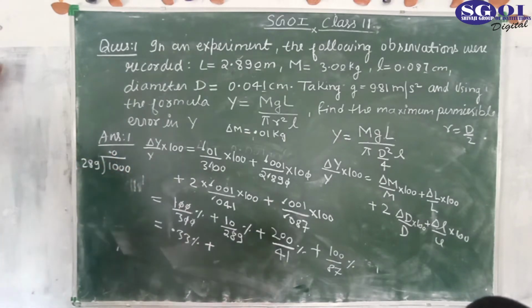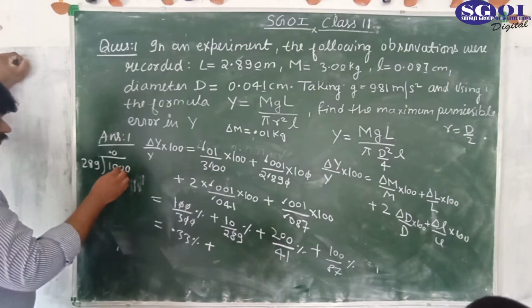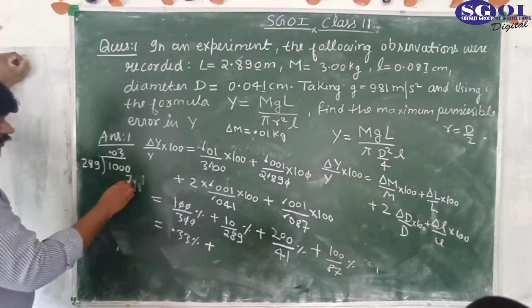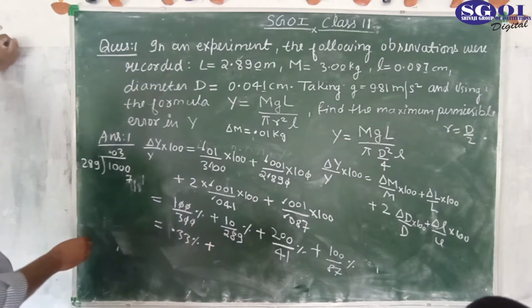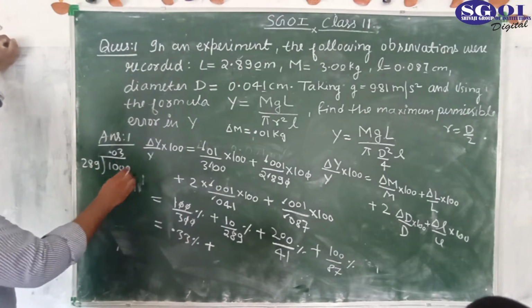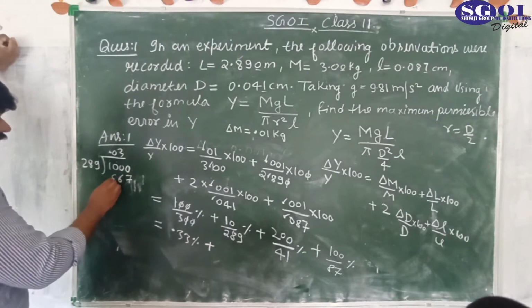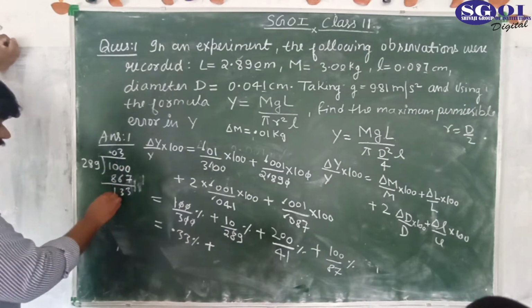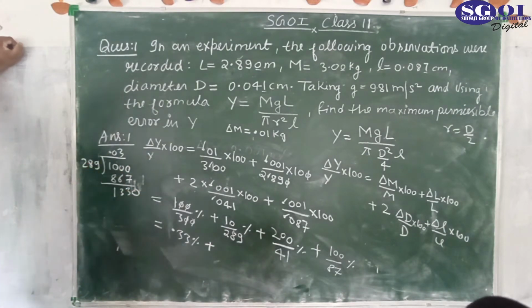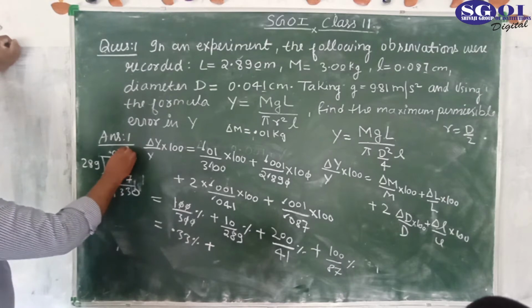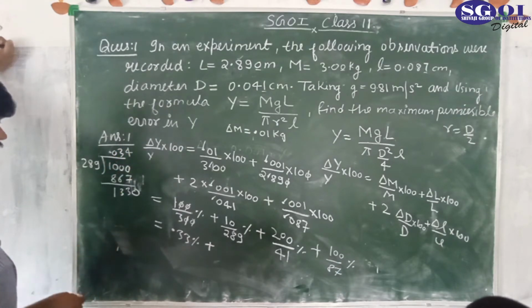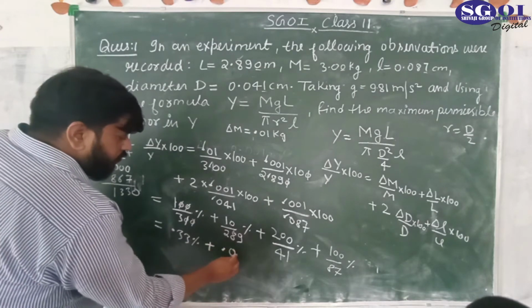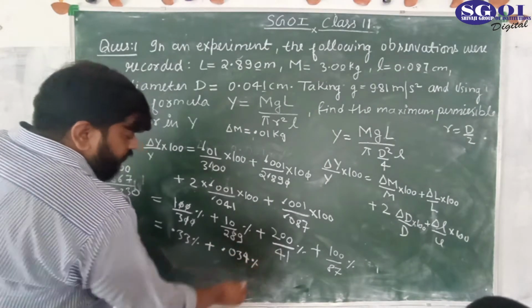Dividing 10 by 289, 3 times 9 is 27, 2 carry, 3 times 8 is 24 and 2 is 26, 6 carry 2, 3 times 2 is 6, and 2 is 8. This is 4 times, so it would be 0.034%.